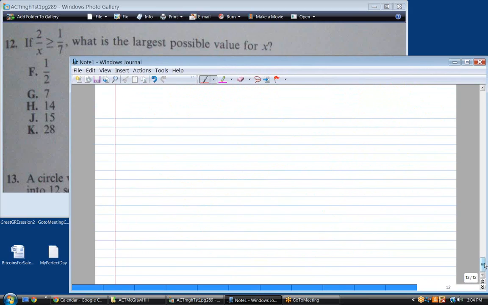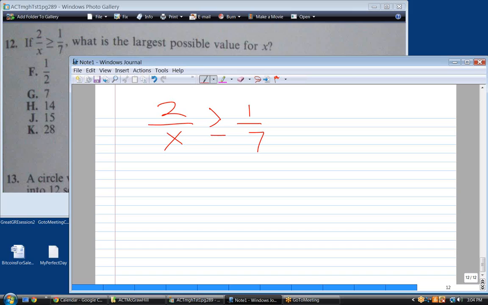Okay, we have 2 over x is greater than or equal to 1 over 7. What is the largest possible value for x? Would you not cross multiply? Well, there is a problem with cross multiplying here. X is a variable, so I don't know whether it's positive or negative.